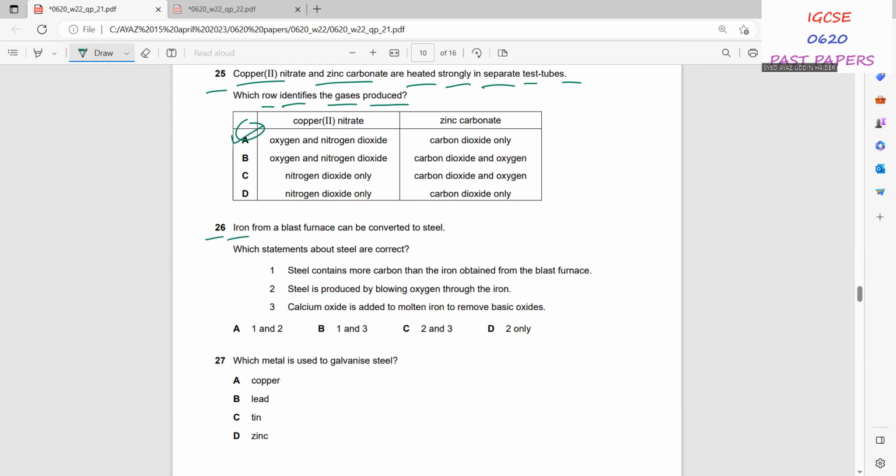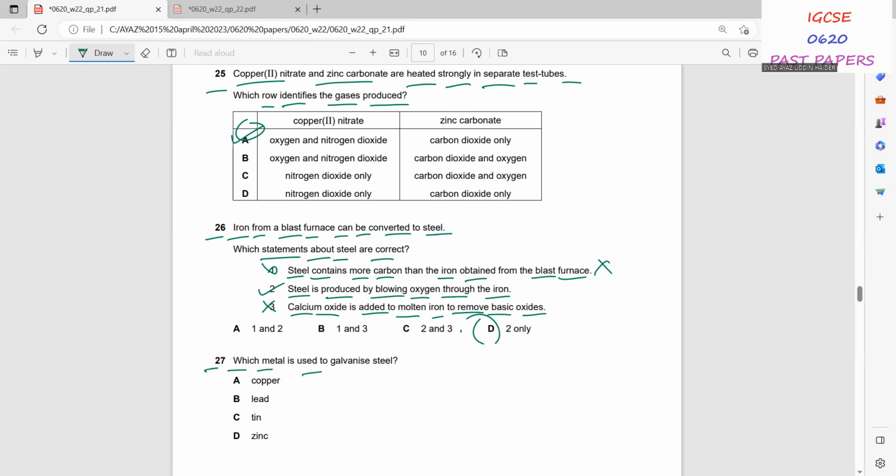Question number 26. Iron from a blast furnace can be converted to steel. Which statements about steel are correct? Number 1, steel contains more carbon than iron obtained from the blast furnace. This is wrong. Number 2, steel is produced by blowing oxygen through the iron. Yes, this is correct. 3, calcium oxide is added to molten iron to remove basic oxides. No, it is used to remove acidic impurities, acidic oxides. So this is also wrong. Only 2 is correct. D will be the right answer.